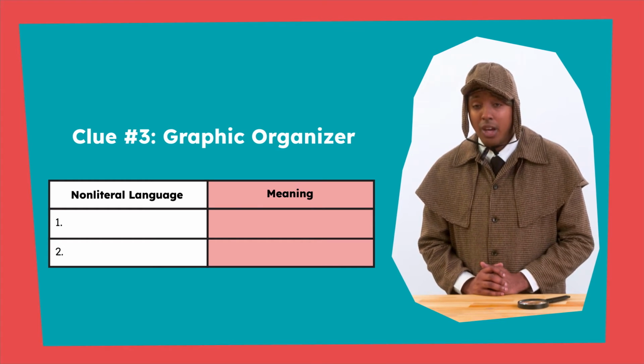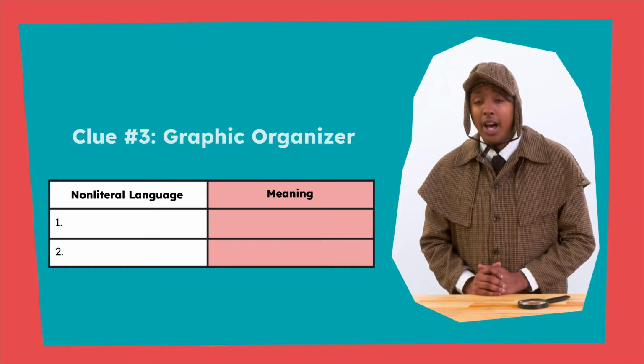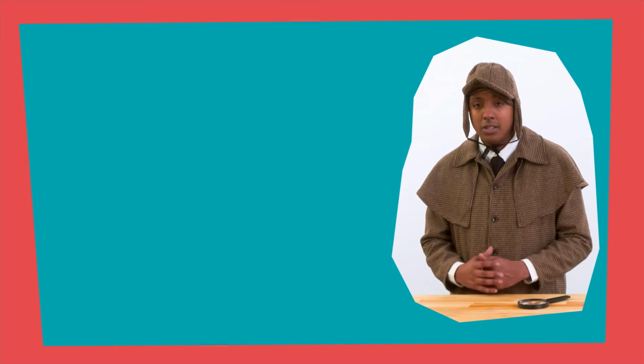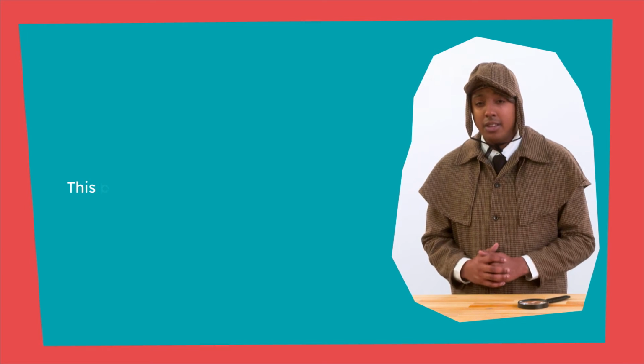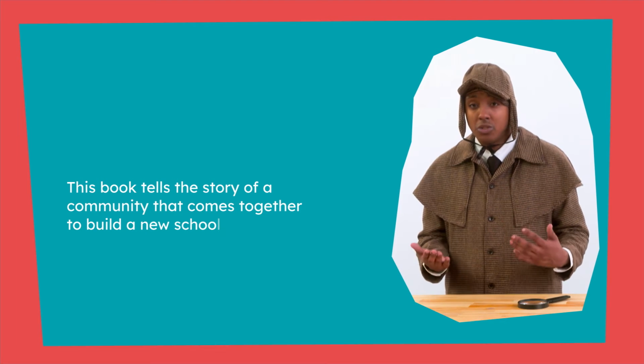Alright, now that we have reviewed the clues in our case so far, let's get started. I'm going to model for you what we will do with our first example from the text. Before we look at our first example of non-literal language, I want to remind you about what this book is about, since we won't be reading this entire thing today. This book tells the story of a community that comes together to build a new school.